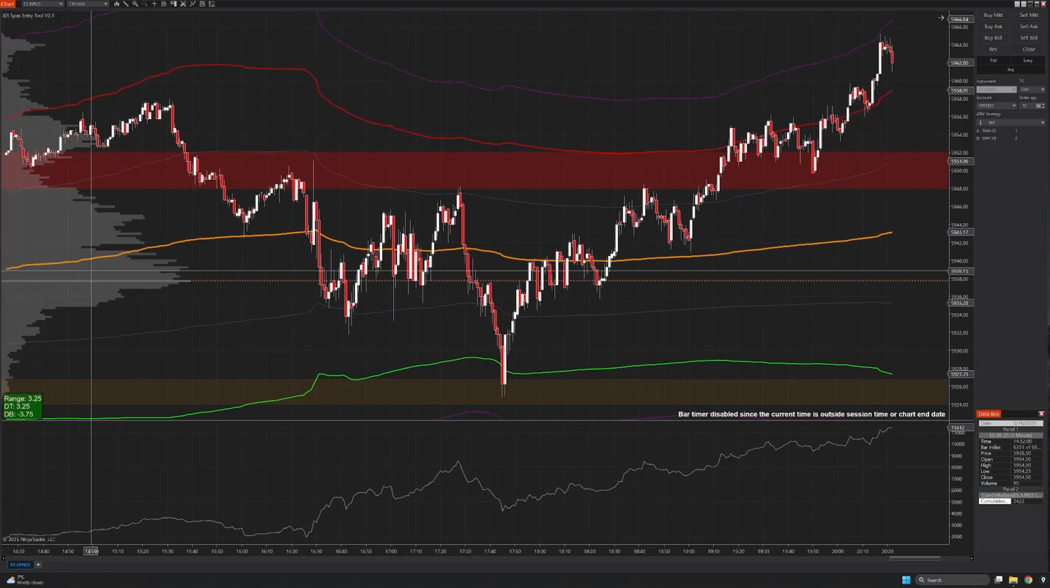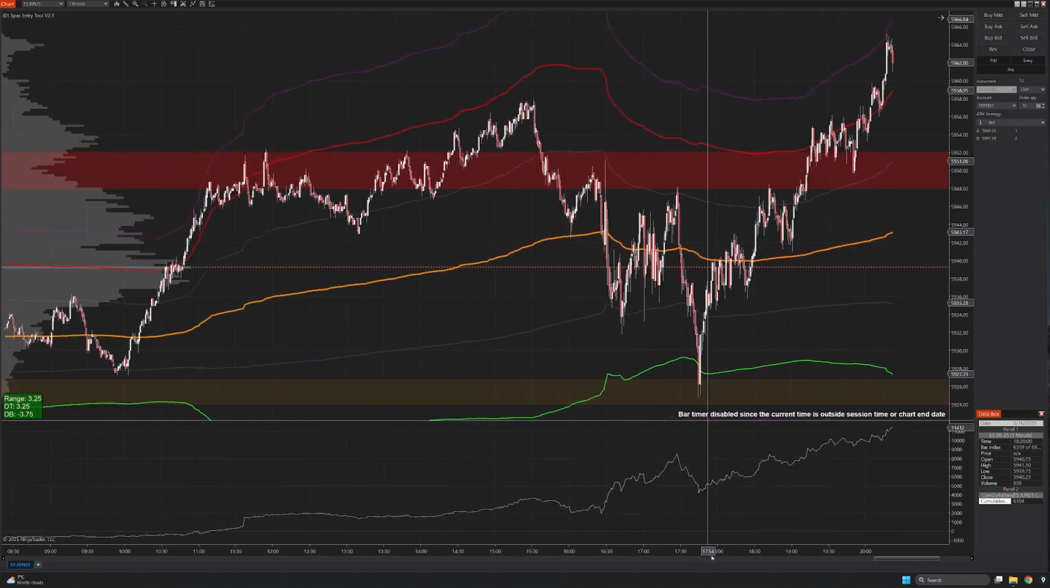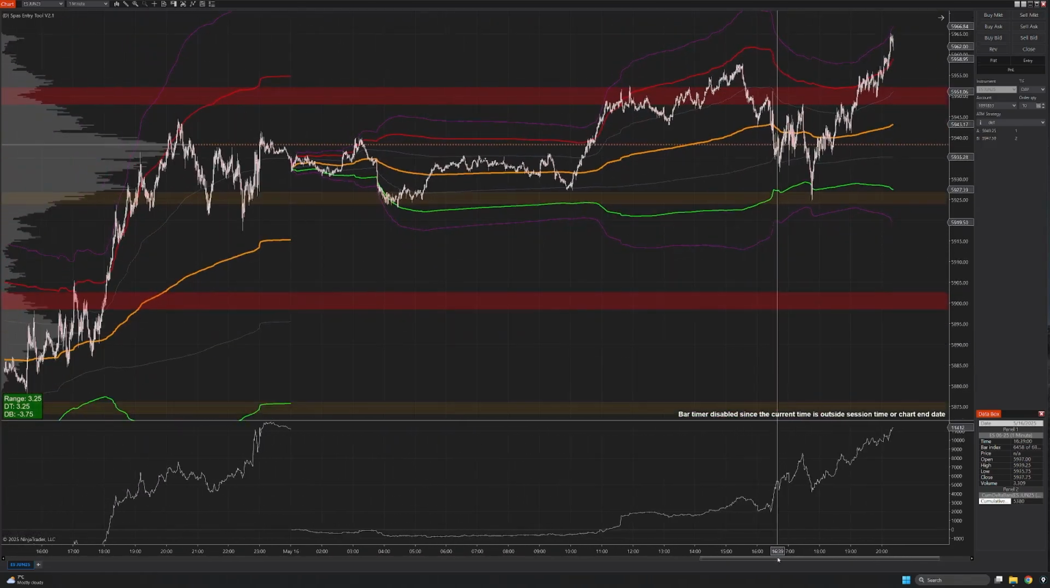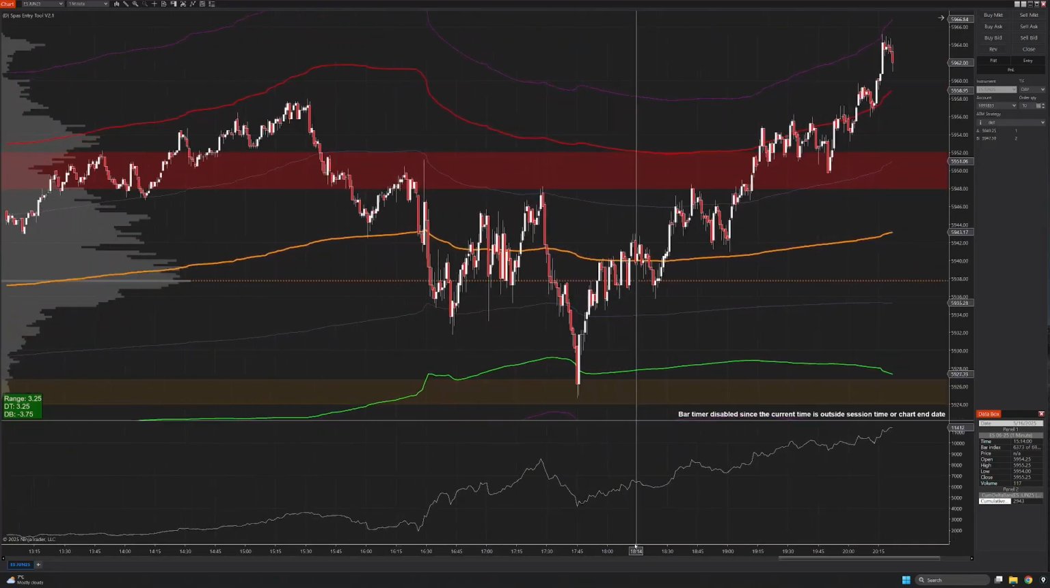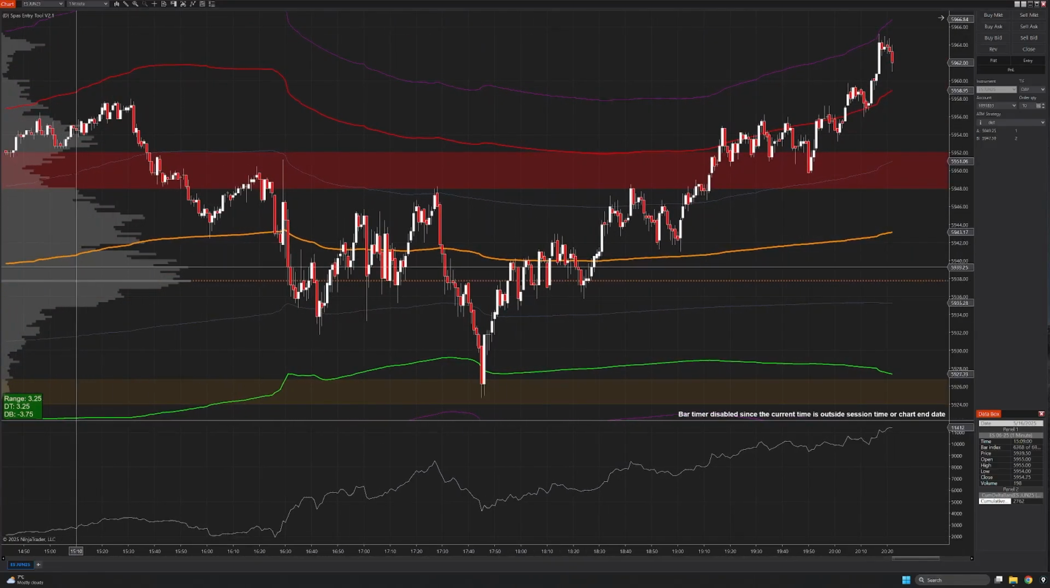Right here on the left side, we have a volume profile. Now this volume profile only has the POC, the point of control, right here with these dotted lines. And it's depending on the screen range. So you can see the profile is being built as there's more volume being accumulated on the screen.